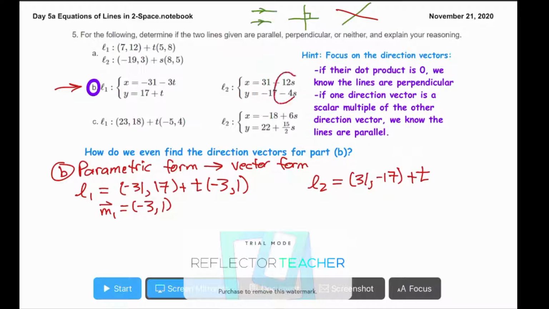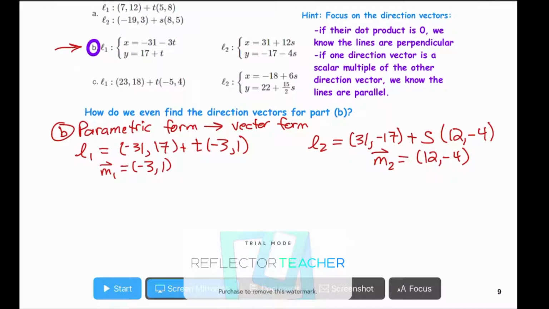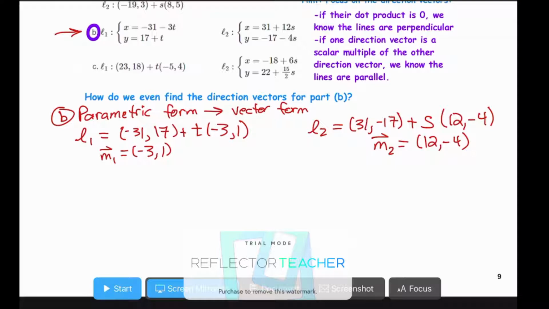And we're factoring our s out. Sorry, I shouldn't have used t for my parameter. We're going to use s. And let's take a look at those values, and we're going to have s bracket 12, comma, negative 4. So our direction vector for line 2, so m2 vector, is 12, comma, negative 4. All right, this is great. We have our values. Let's take a look if one is a multiple of the other.